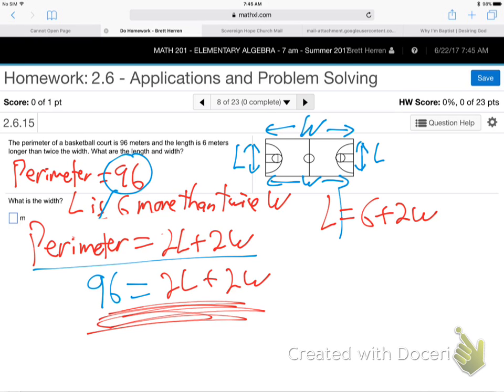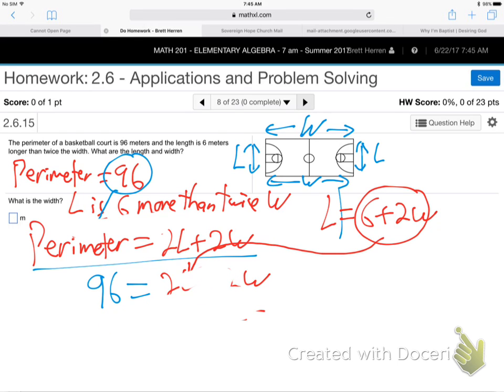Okay, so what can I do with that? That means this can go right there. Does that make sense? Because that is L. L equals that. L is the same as that. So wherever you see L, you can stick in 6 plus 2W, because 6 plus 2W is the same as L. That making sense? So right here, put it back the way it was. Right here, I can say, okay, 96 is 2.